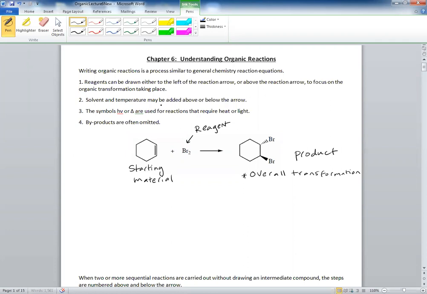Now, solvent and temperature may be added above or below the arrow right here. The symbols H nu means light and delta means heat. So again, this is H nu and this is delta. Of course, byproducts are often omitted. They're not included. We're only interested in the main product. So this can be written this way, by the way. Right here, you put the reagent, and of course, you have the overall transformation.